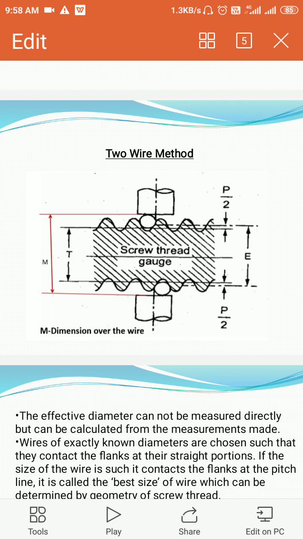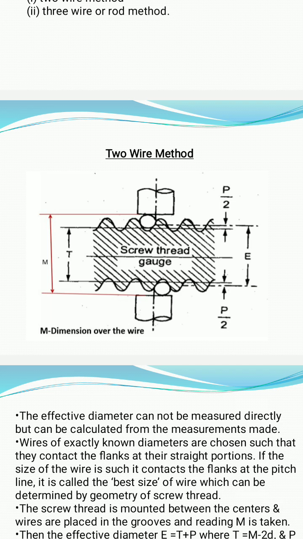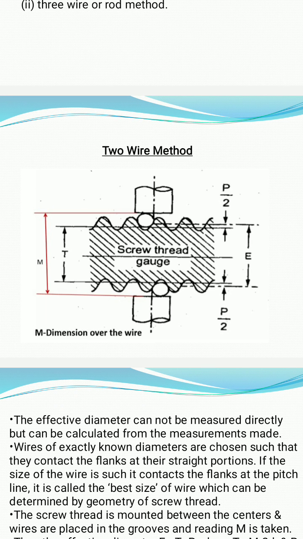What is capital M? It is the diameter of the thread over the wires. What is capital T? It is the diameter of the thread under the wires. Correct? Under the wires, above the wires. Now what is P by 2? P by 2 is the distance between the pitch line and the line under the best wire. So that line and the pitch line, the distance is defined as P by 2.